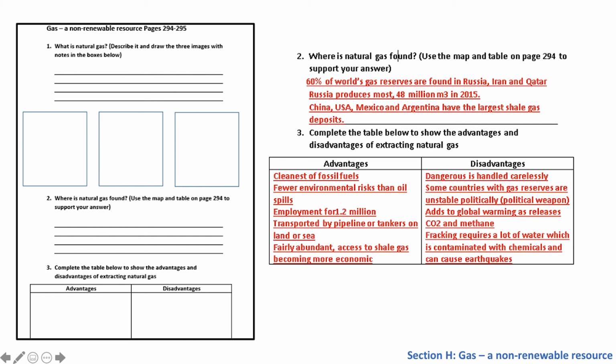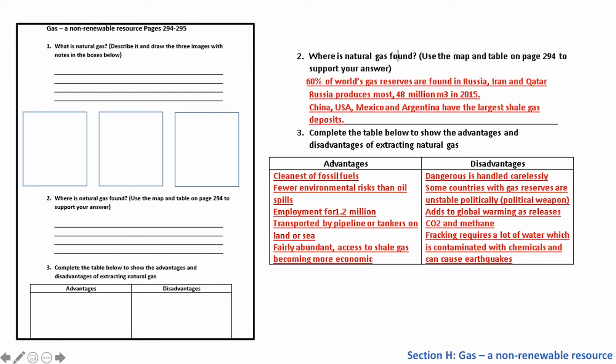The final question here is asking us to complete the table below to show the advantages and disadvantages of extracting natural gas. So the advantages are it's the cleanest of fossil fuels. There are fewer environmental risks than oil spills. Creates employment. It's transported by pipeline or tankers on land or sea. And it's fairly abundant. There's access to shale gas becoming more economically viable.